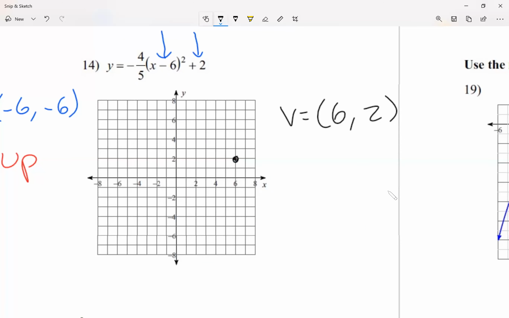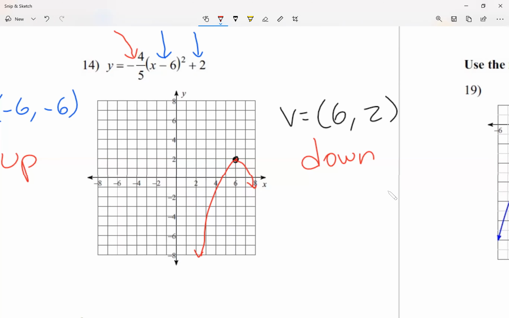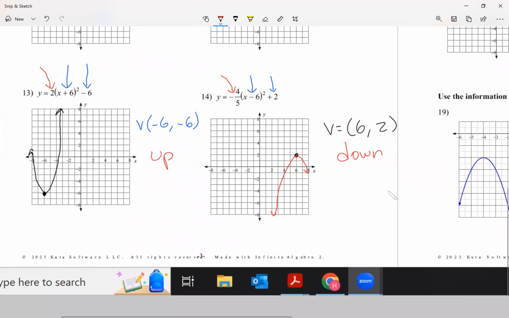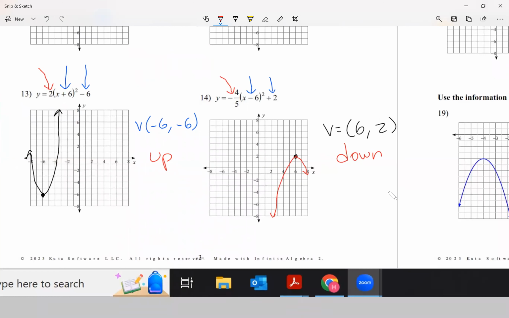Now my aperture, I look at the number at the very front. Again, I'm looking at the sign. It's a negative. So this thing is going to open down. I'm going to say it opens about right there. And about there. So Monday was easy. Vertex form. Just want you to focus on the vertex and the aperture.